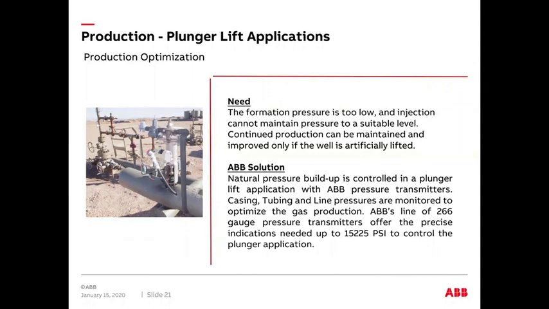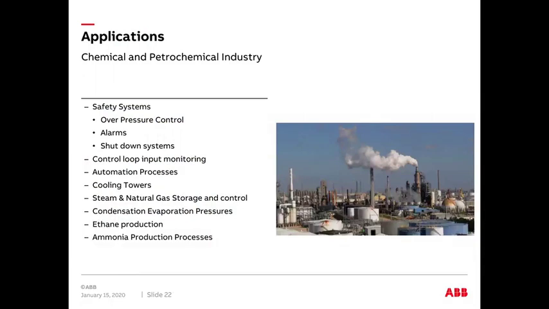So we could go up to high pressures as needed for that type of application. The chemical industry, again, the biggest thing is safety systems. There's a lot of alarms needed. Shutdown systems can be used, so you can automatically shut down a process if necessary. You have control loop monitoring, you have cooling towers, you have steam and natural gas storage. Maybe it's in a tank that you're doing level with, or measuring the pressure going through a pipe.